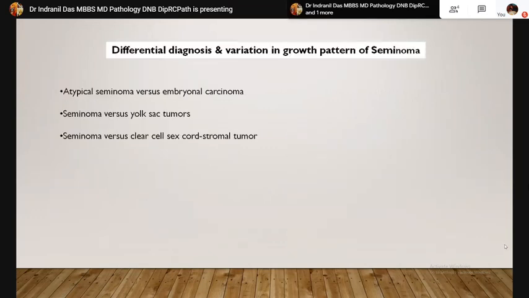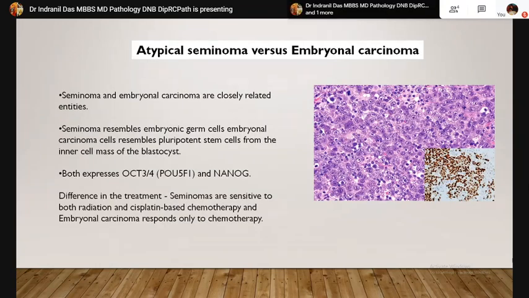embryonal carcinoma. Now, what are the differential diagnoses and variations in the growth pattern of seminoma? We have to differentiate between seminoma, atypical seminoma with embryonal carcinoma, yolk sac tumor, or clear cell sex cord tumor. I will discuss one by one. Now, first, atypical seminoma versus embryonal carcinoma. Seminoma and embryonal carcinoma are closely related entities. The seminoma resembles embryonic germ cells. The cells of embryonal carcinoma resemble pluripotent stem cells.